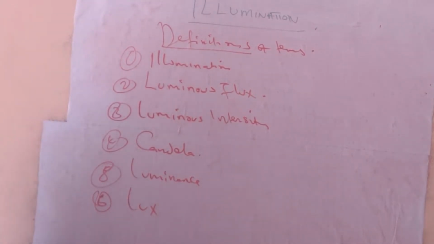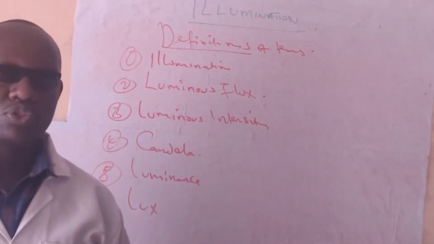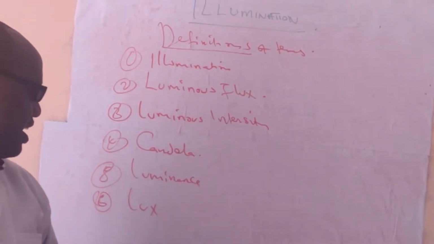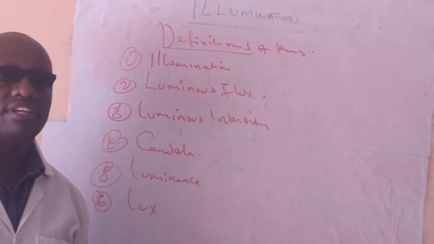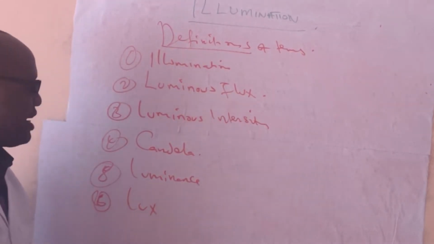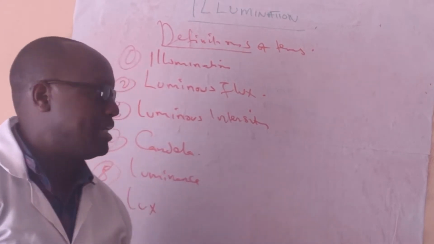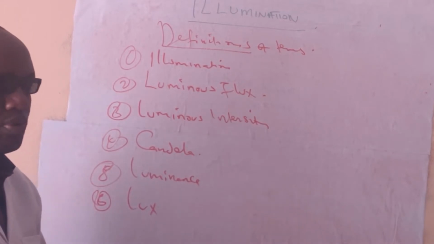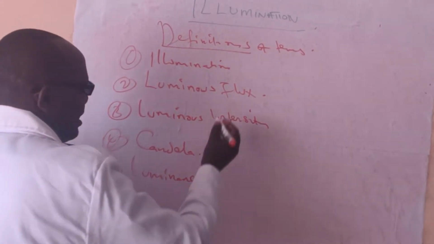There are many terms, but based on what we are supposed to do, we are narrowed to only these few terms: illuminations, luminous flux, luminous intensity, the candela, the luminance, and finally the lux. So when we say illuminations, what do we mean? For the purpose of the mathematical problems which we shall come across, illumination is denoted with letter E.